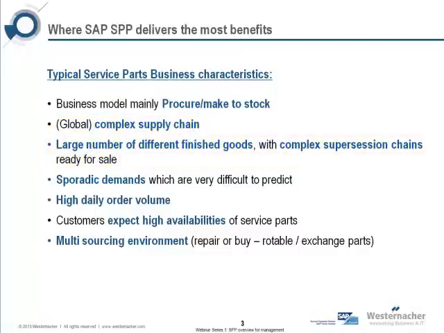Also very typical for the service parts business environment where SPP delivers most benefits are the sporadic demands of service parts, which are very difficult to predict and where organizations have to handle a high daily order volume and have customers, of course, that expect a high availability of service parts. Also typical is a multi-sourcing environment where service parts have to be repaired and/or exchanged and are used as an additional source to fulfill customer demands. However, it is worth mentioning that not all these service parts business characteristics have to be in place to derive benefits.